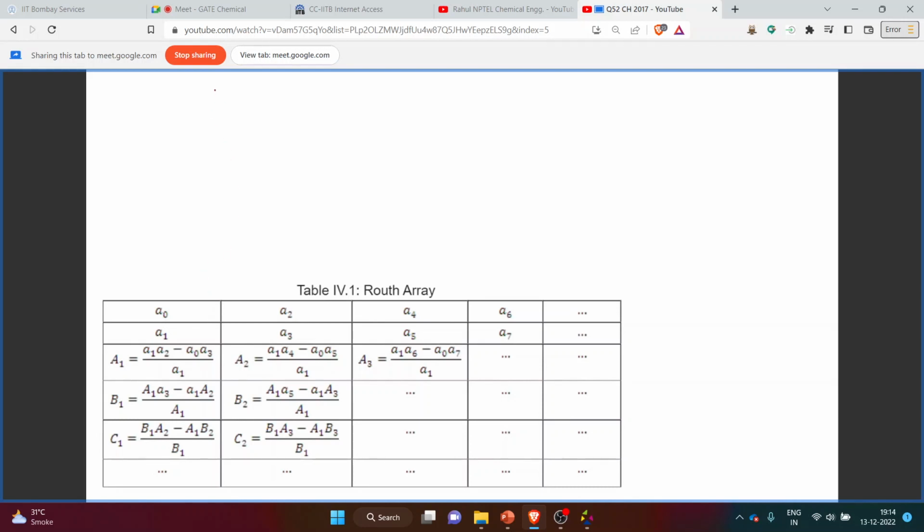In this question, the characteristic equation we have been given is 6s cube plus 11s square plus 6s plus 1 plus k is equal to 0. So in the Routh array, the value of a0 will be 6, a1 will be 11, a2 will be 6, and a3 will be 1 plus k. Then we need to find the values of A1, A2, B1, and all the other values will be 0.